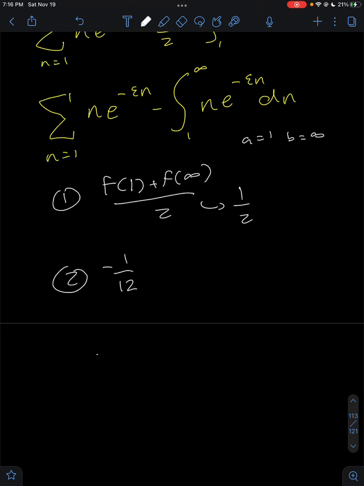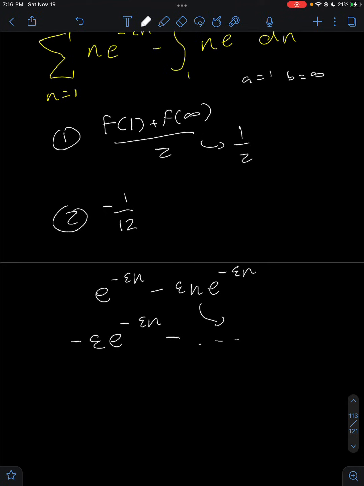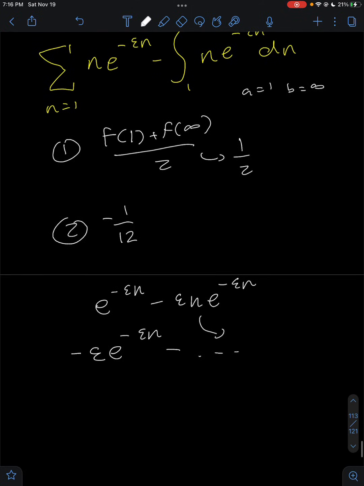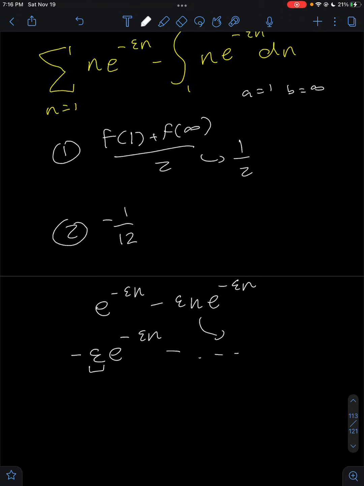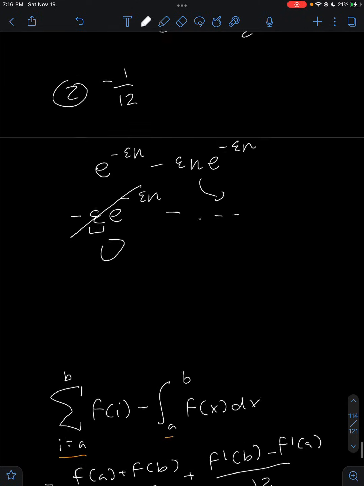Well, that second derivative is going to be e to the minus epsilon n, and then plus minus epsilon n e to the minus epsilon n. For the third derivative, that's just going to be minus epsilon e to the minus epsilon n minus blah blah blah. You guys can figure it out. And the third derivative doesn't matter, right? Because when we take the limit as epsilon approaches 0, we have that epsilon in front, right? So this is just going to be 0. So the third term is 0.